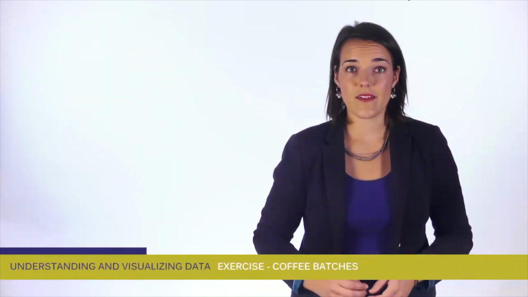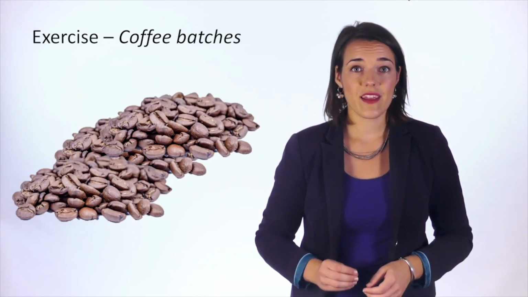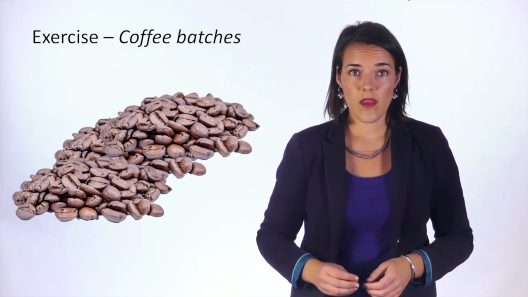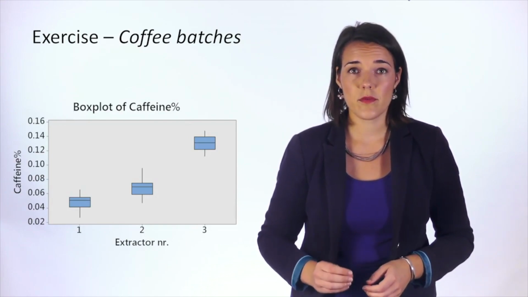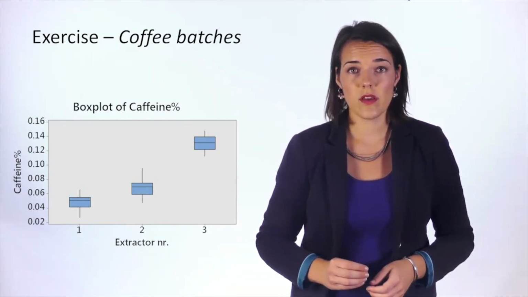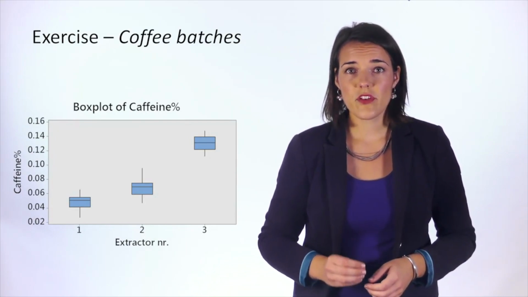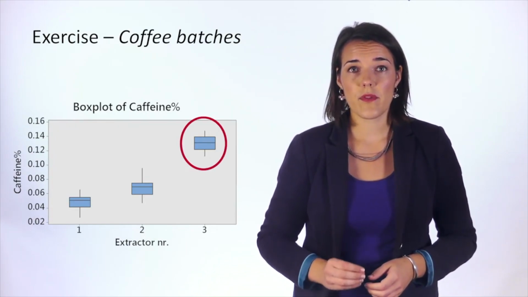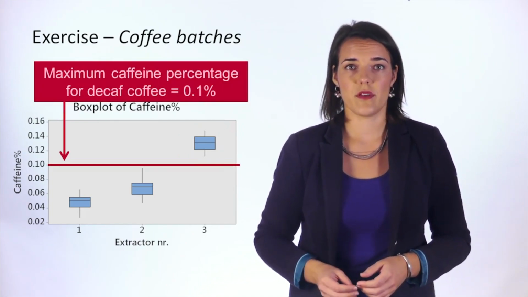It is time to practice with visualizing your data. Remember that we measured the caffeine percentage of coffee. We already made a box plot and saw that there was a big difference between the caffeine percentage of coffee produced on 3 different machines. We also found that machine 3 did not comply with the maximum of 0.1% caffeine for decaf coffee.